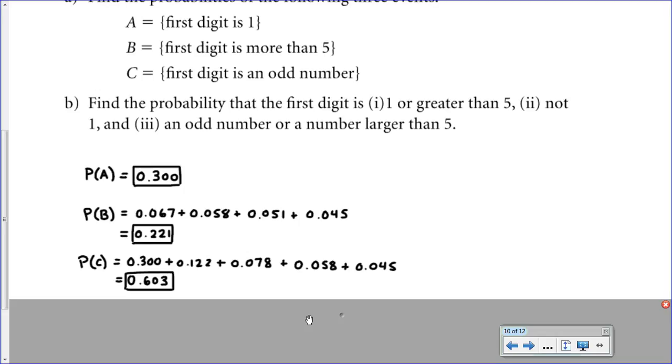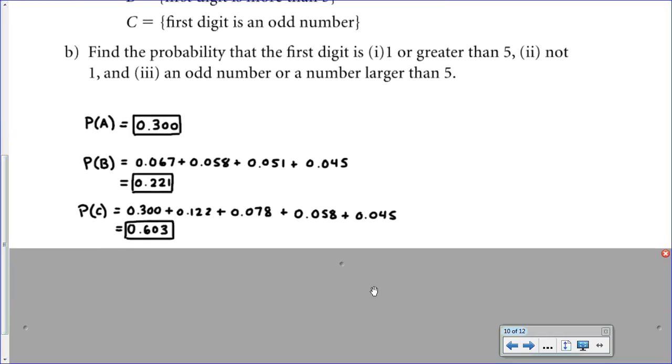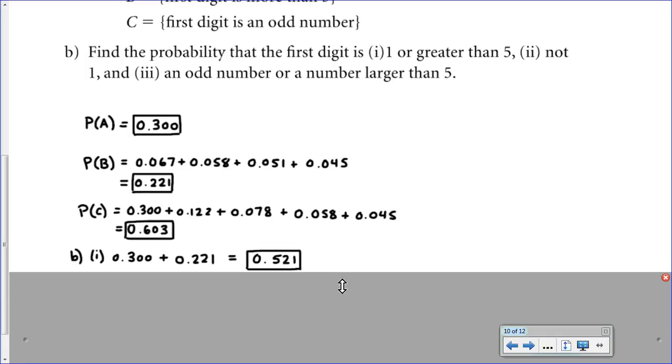And then to launch into part B, find the probability that the first digit is 1 or greater than 5. Because these are mutually exclusive, in order to figure out the probability of A or B happening, I can add together the probabilities. I already know the probability of 1, and I already know the probability of greater than 5. That's A and B as defined above, so I can just add those together.